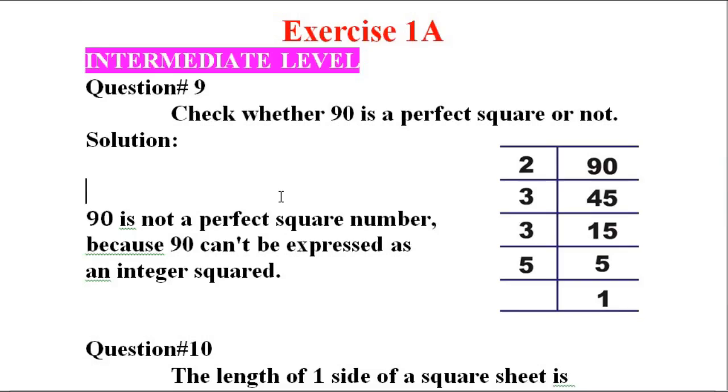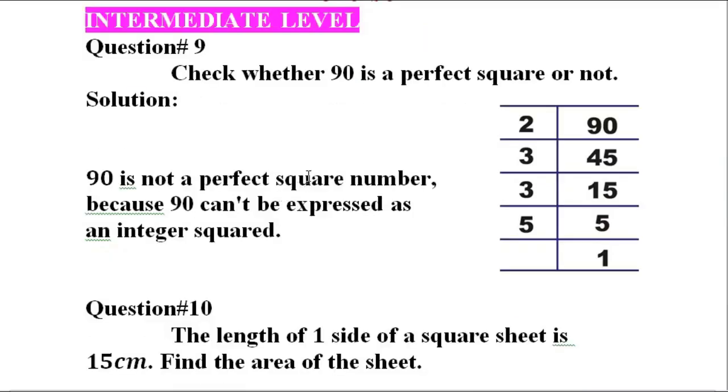Another method to check whether 90 is a perfect square or not is by taking the square root of 90. The square root of 90 is approximately 9.4868, which is not a whole number. If the square root of a number is a whole number, then the original number is a perfect square.